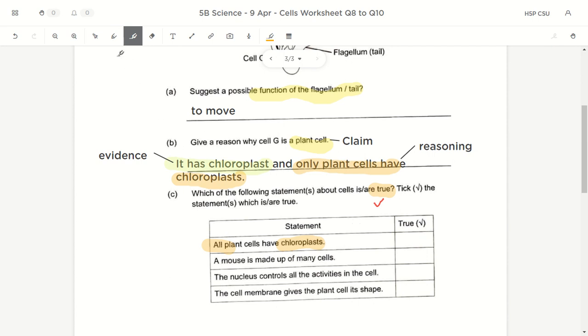Do all plant cells have chloroplast? I know leaf cells have chloroplast. Do root cells have chloroplast? Do flower cells have chloroplast? Do fruit cells have chloroplast? The answer is no. It's not true. You don't have to put an X, but I'm going to put an X here to show you that not all plant cells have chloroplast because only leaf cells have chloroplast. So I'm going to write over here, only leaf cells have chloroplast.